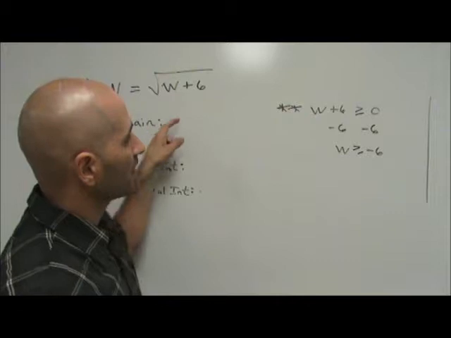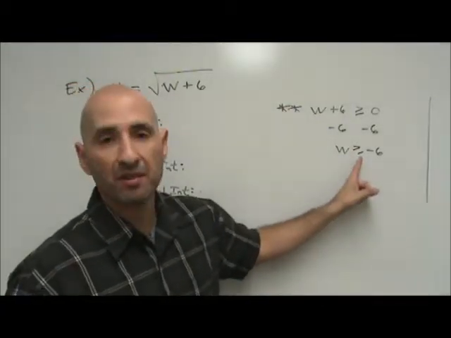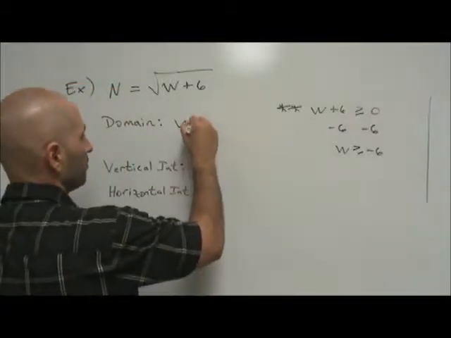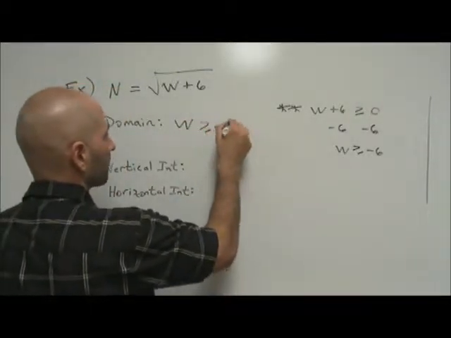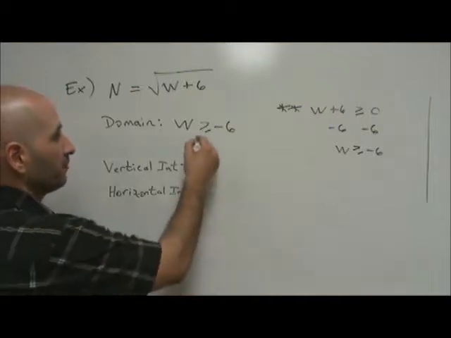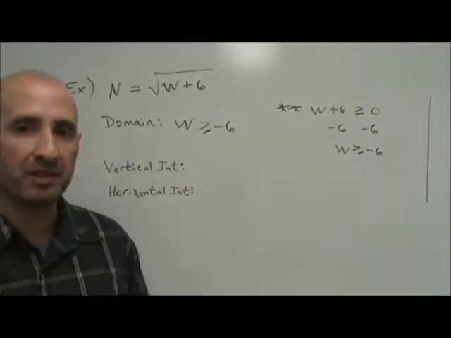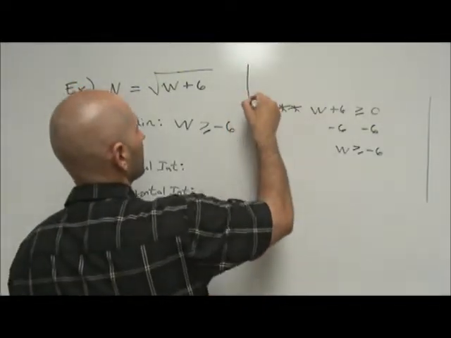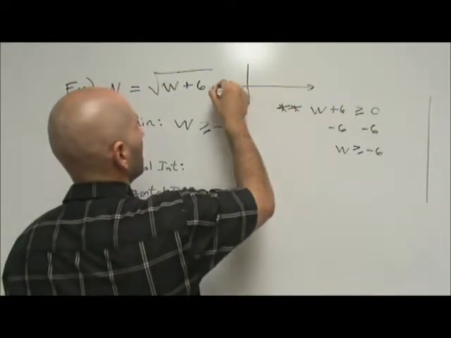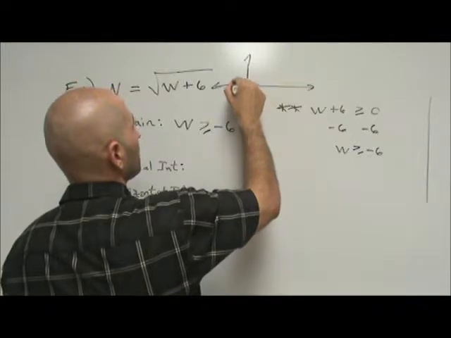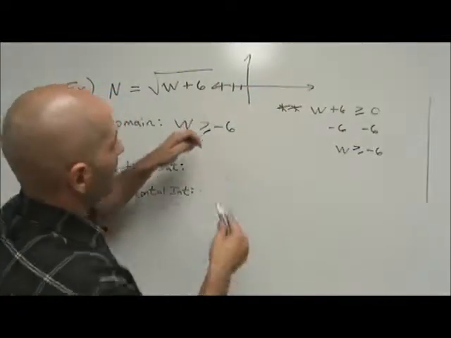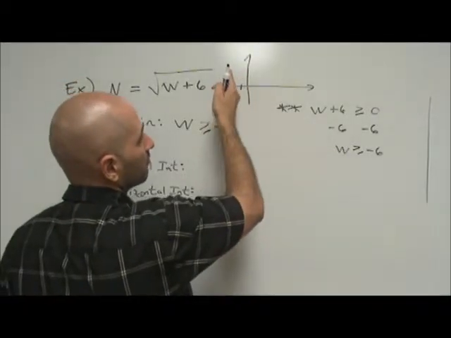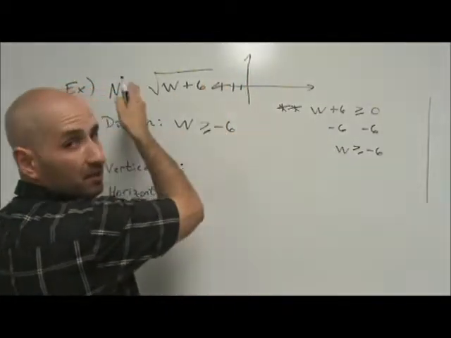So our domain here is all real numbers greater than or equal to negative 6. You could write that out or simply use this notation. So there's our domain: w is bigger than or equal to negative 6. Now on our graph, we expect it to look something like this, if this was negative 2, 4, 6. So our graph would start here at negative 6 and go this way, but not this way.